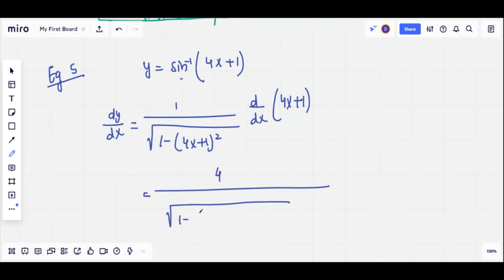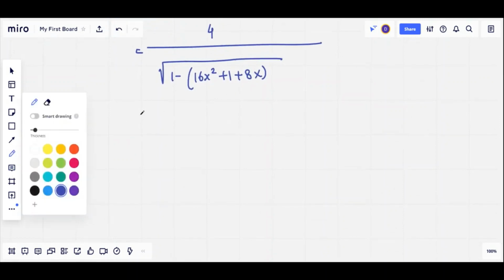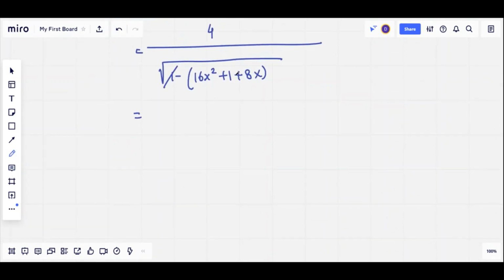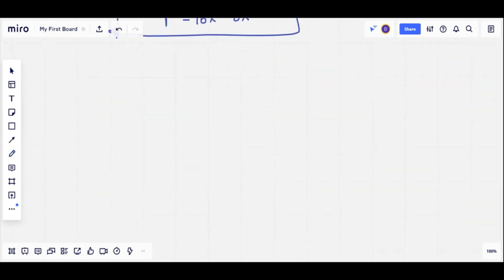We can open the brackets, open the squares. So using the identity of a plus b whole square, we have 16x square plus 1 plus 8x. So this 1 and minus 1 got cancelled, and what we are left with is minus of 16x square minus 8x. So this is the final answer for this question. Let's talk about the next one.